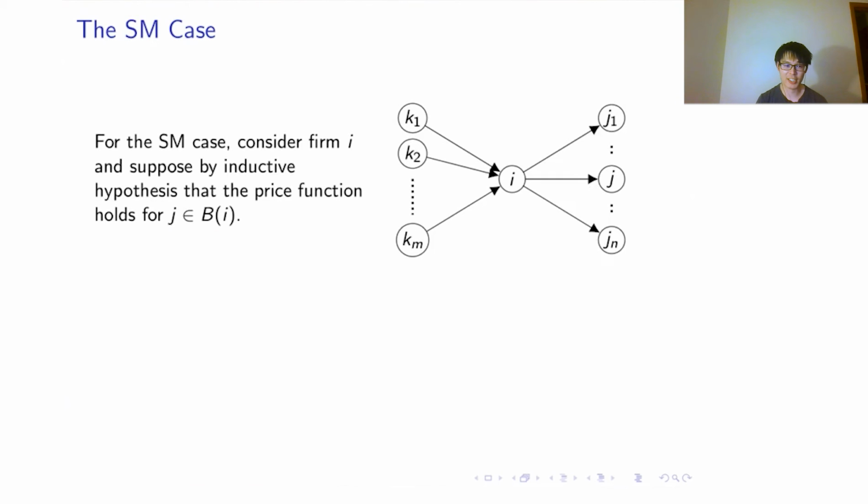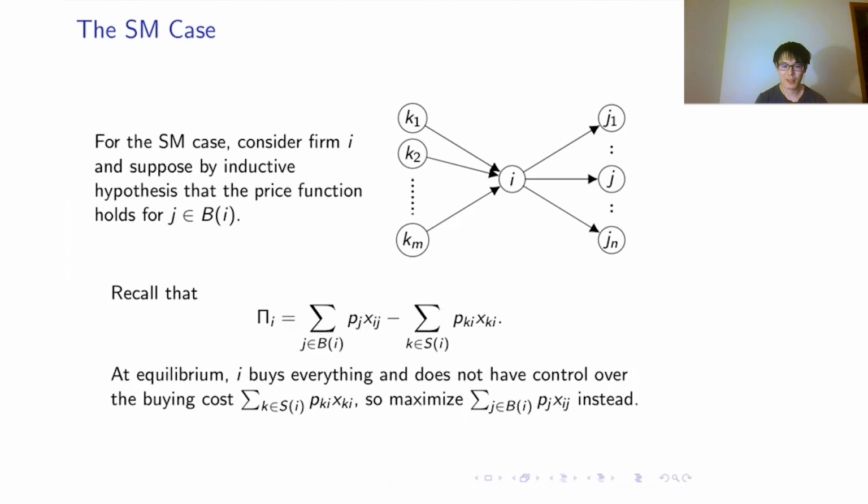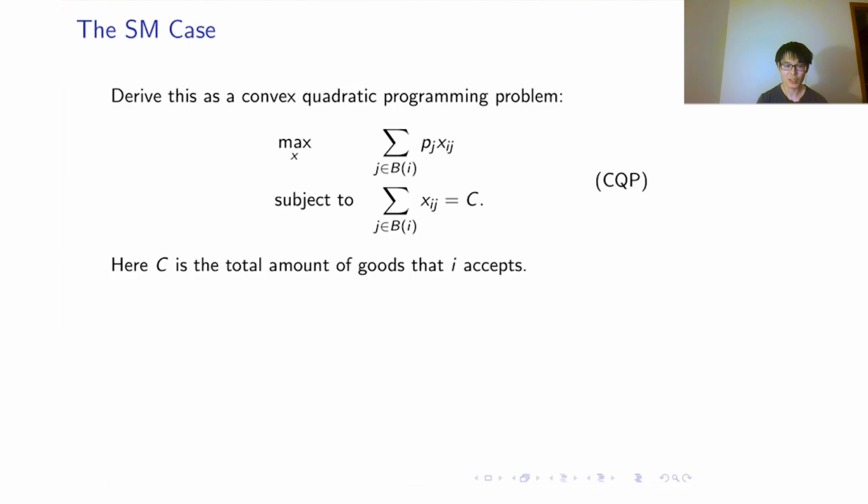The most interesting case is the SM case. So in this case, we recall that the utility of I is denoted as the revenue minus the cost. And at equilibrium, we observe that I does not really have control over the buying cost. And that's because I will just accept everything at equilibrium. So instead, we can focus on maximizing the revenue. By this, we derive a convex quadratic program as follows.